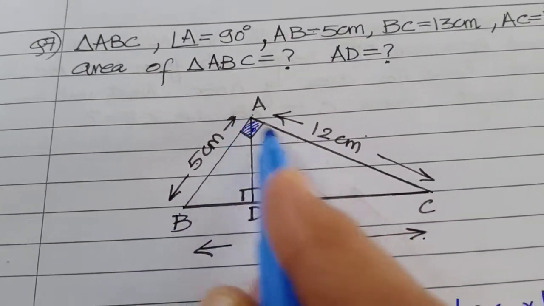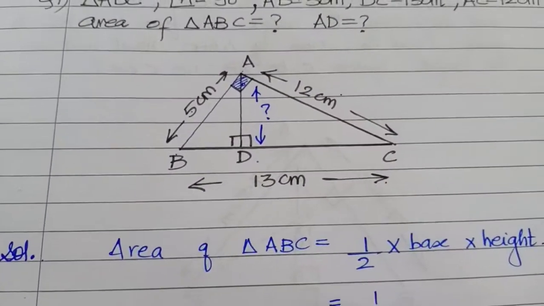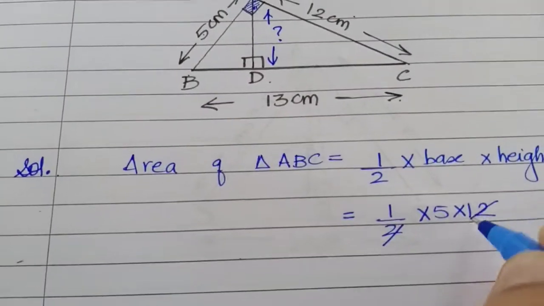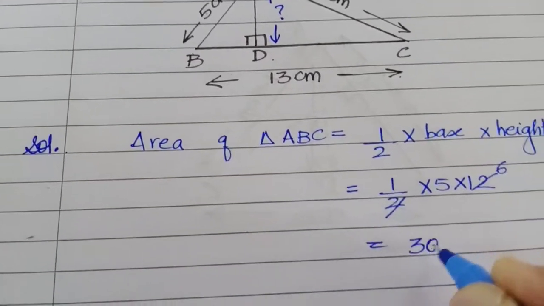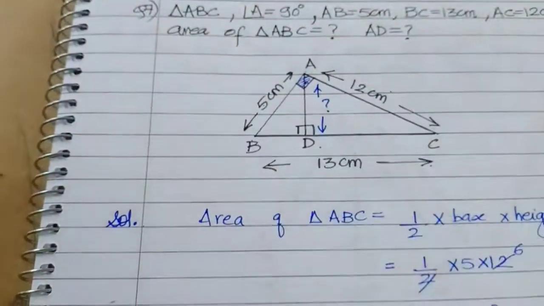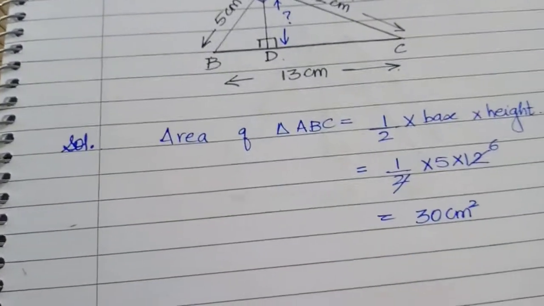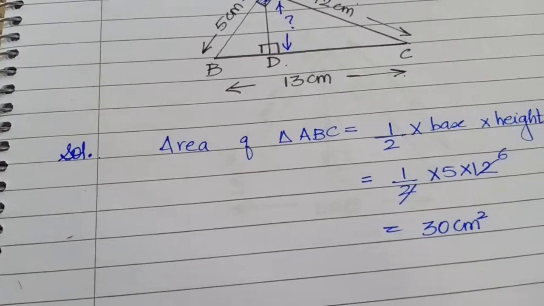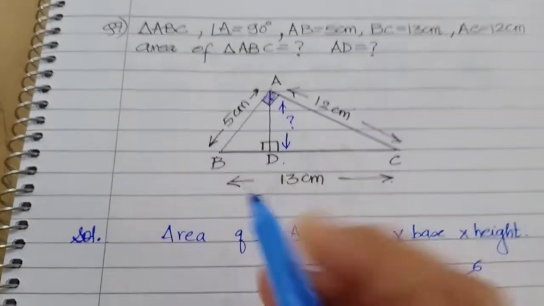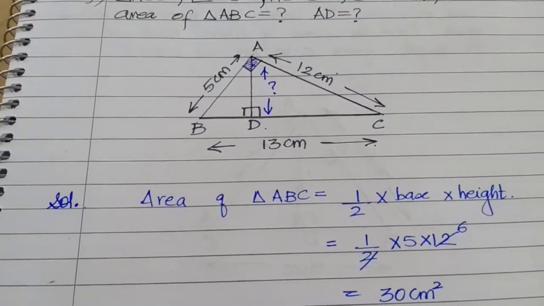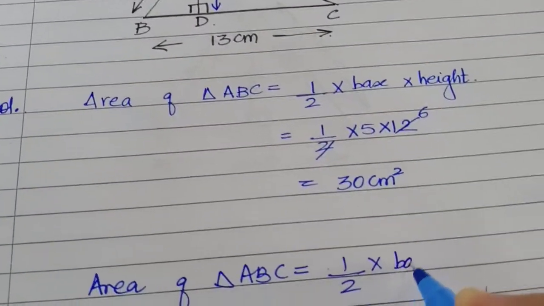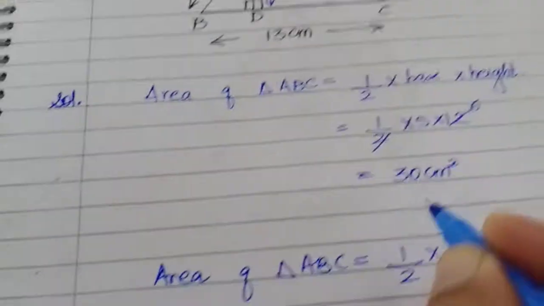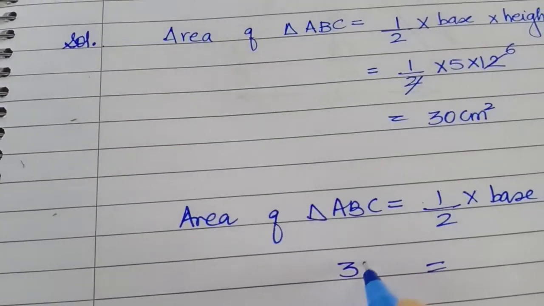राइट ट्राइंगल में एक साइड ही ऑल्टीट्यूड बन जाता है. So half 5 into 12. So I got it as 30 centimeter square is the area of this triangle. Again I can find out the area of a triangle ABC. Now I am changing the base. I am taking it as half base into height. Same formula it is. But now I am changing the base and height. We got the area as 30. I am writing it as 30 here.